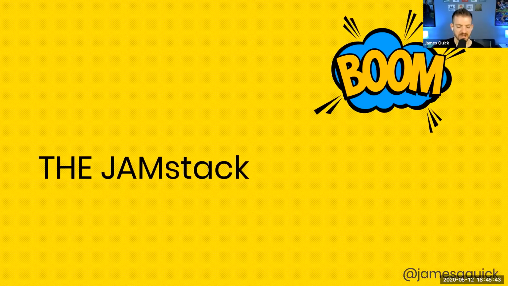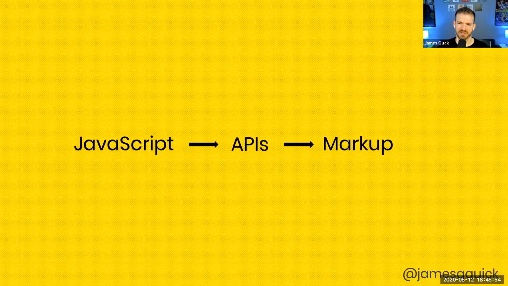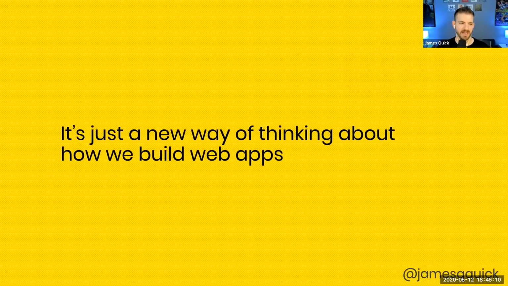So I've mentioned the term the Jamstack several times, and I'll be really brief on what this is. Jamstack, the acronym, stands for JavaScript, APIs, and markup. If you think about the way we've built applications so far, we've had JavaScript, we make API calls all the time, and then we have markup and HTML. So in theory, this is nothing really new. The Jamstack really is just a new way to think about how we build web apps.